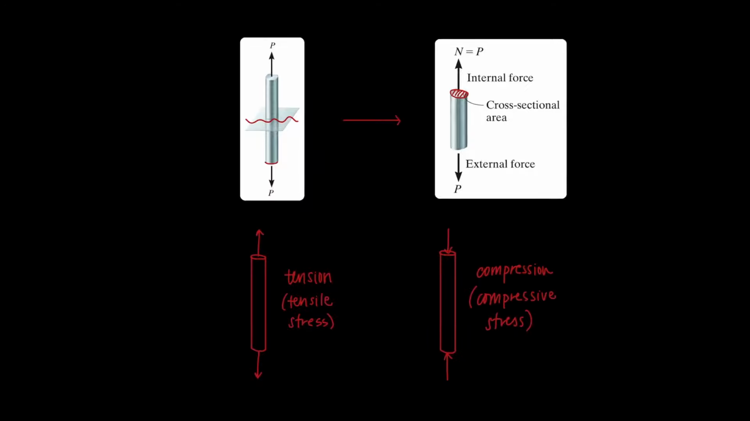If it's pulling, we say that the bar is in tension, kind of like when you pull two sides of a rubber band. If it's pushing, we say that it's in compression, which is more like when you crush a soda can.